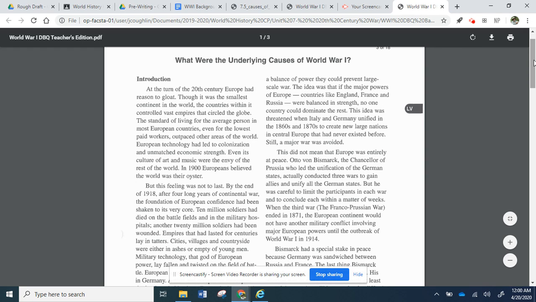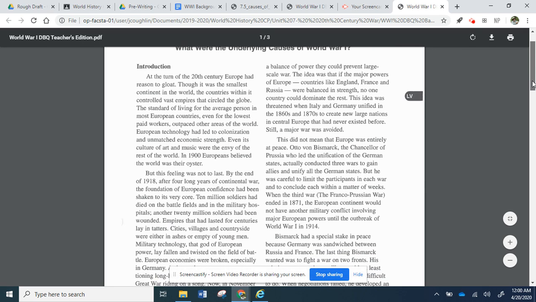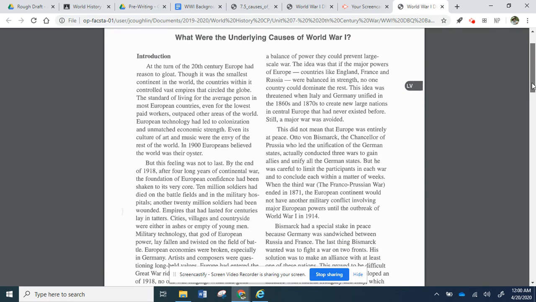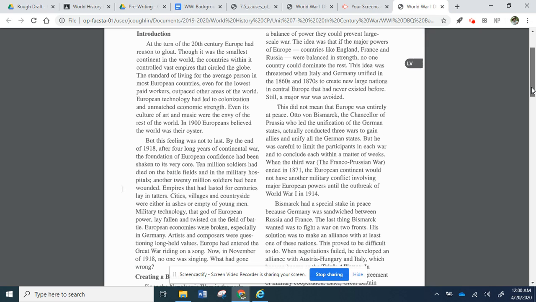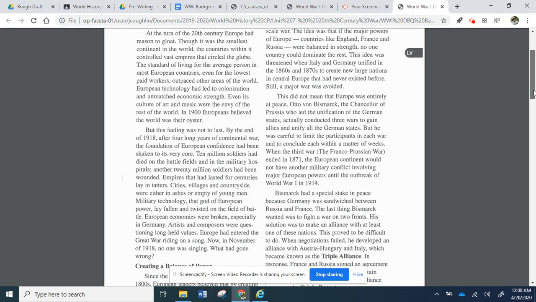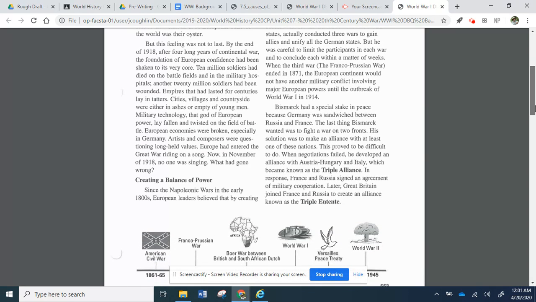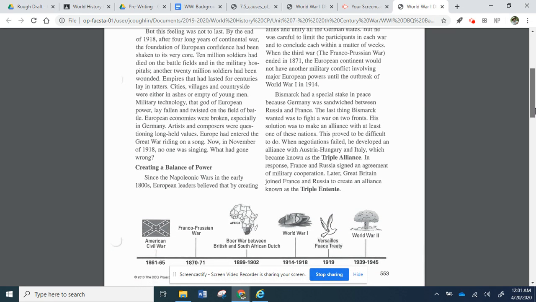This idea was threatened when Italy and Germany unified in the 1860s and 1870s to create new large nations in Central Europe that had never existed before. Still, a major war was avoided. This did not mean that Europe was entirely at peace. Otto von Bismarck, the Chancellor of Prussia, who led the unification of the German states, actually conducted 3 wars to gain allies and unify all of the German states. But he was careful to limit the participants in each war and to conclude each within a matter of weeks. When the Third War, the Franco-Prussian War, ended in 1871, the European continent would not have another military conflict involving major European powers until the outbreak of World War I in 1914.